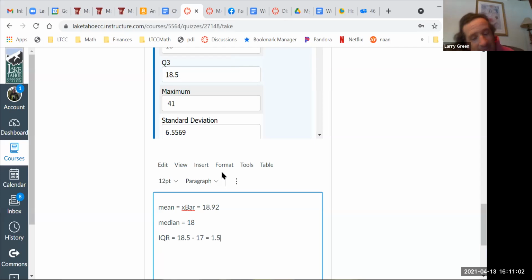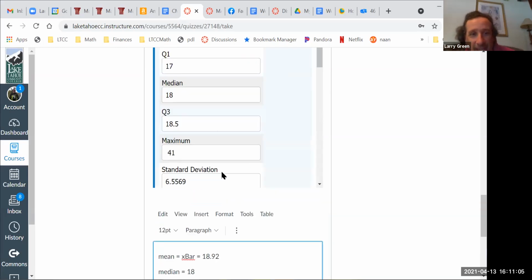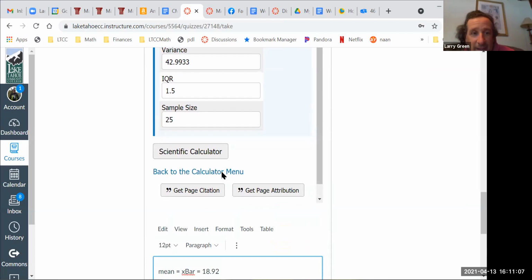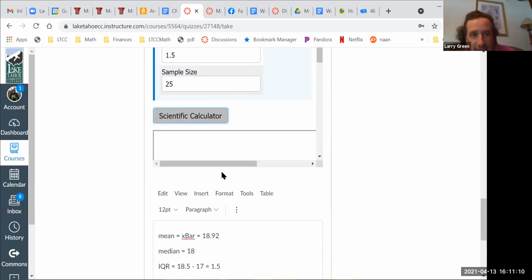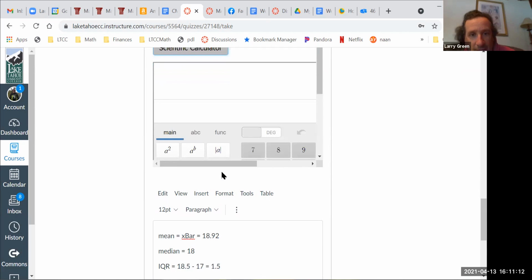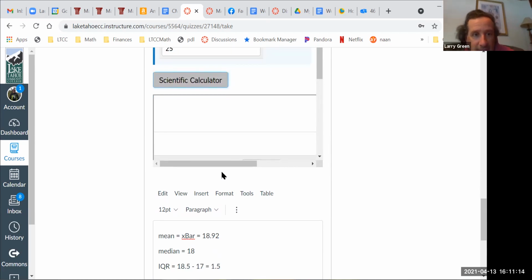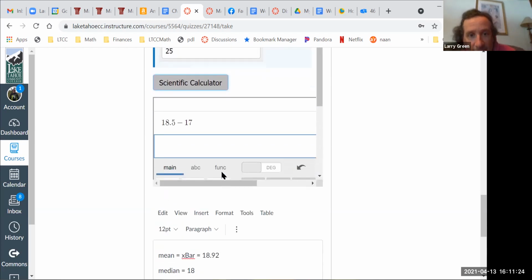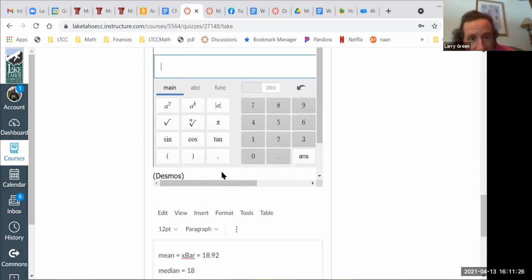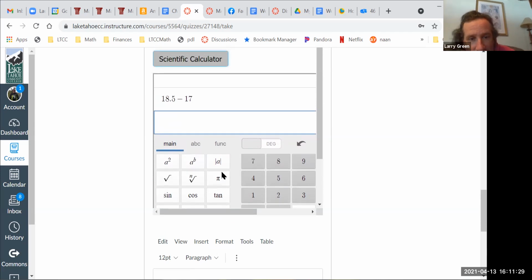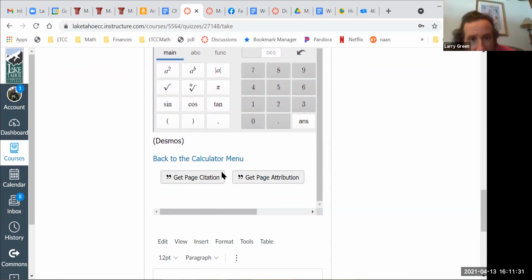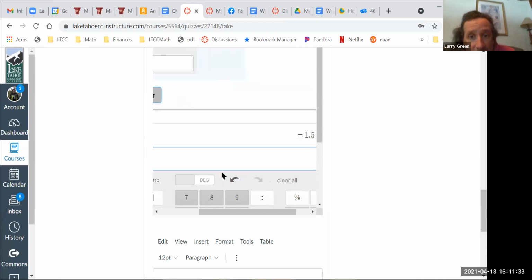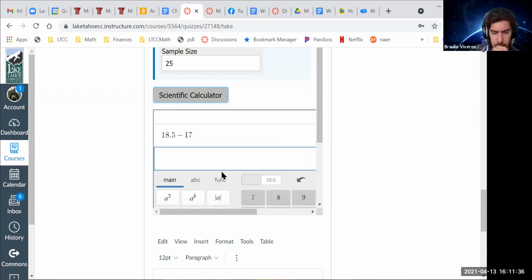Okay. And hopefully you can actually do this in your head, but if you can't, you can always go to the bottom and hit scientific calculator. And then you can type it in and then it'll work. So you just type in right there, 18.5 minus 17. And then, did it give you there? Let's see. Oh, there it is, 1.5. Just had to scroll to the right.